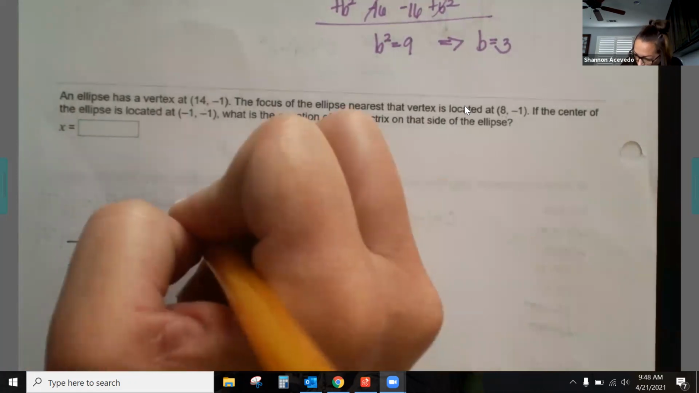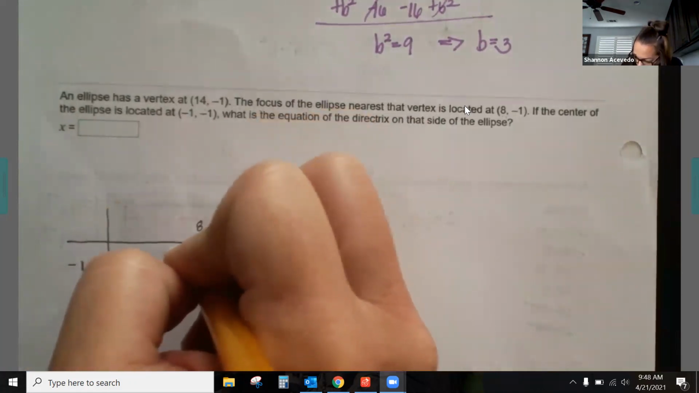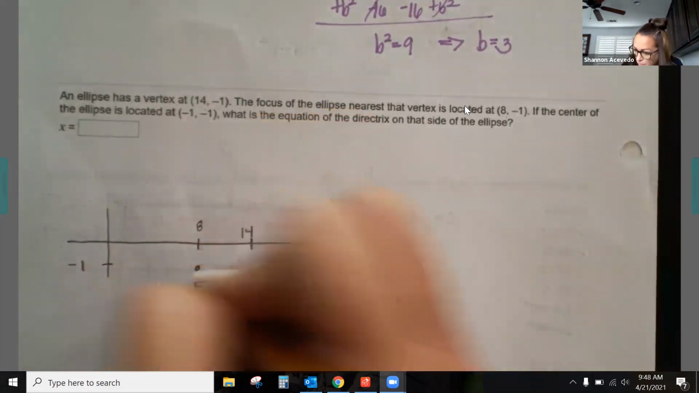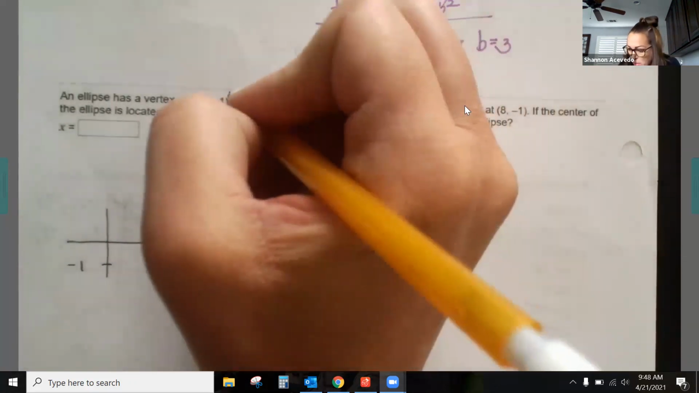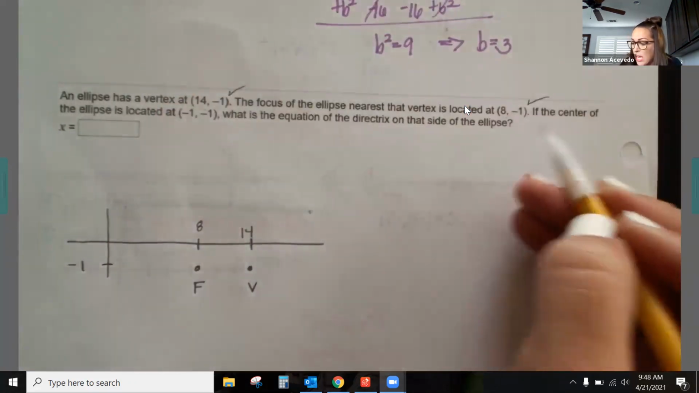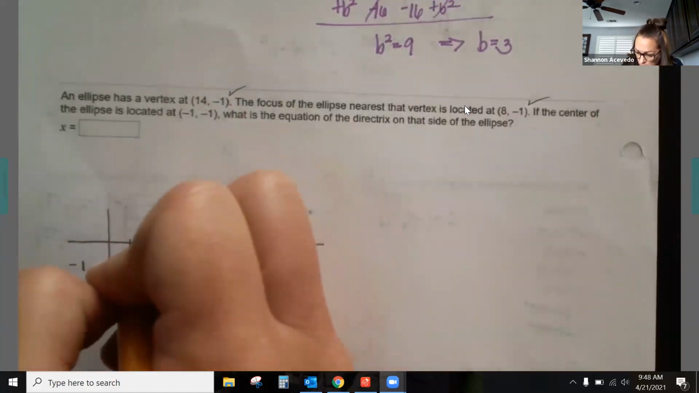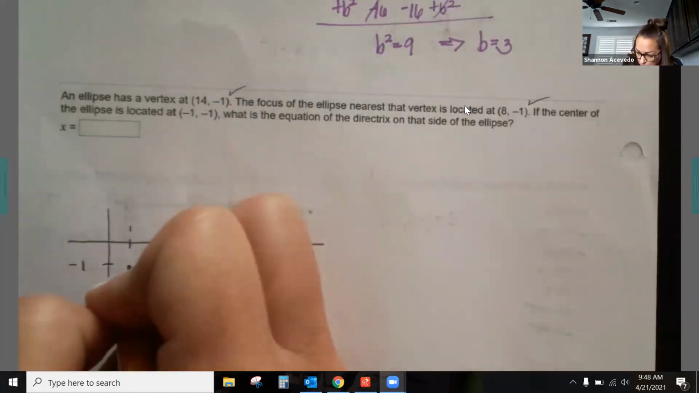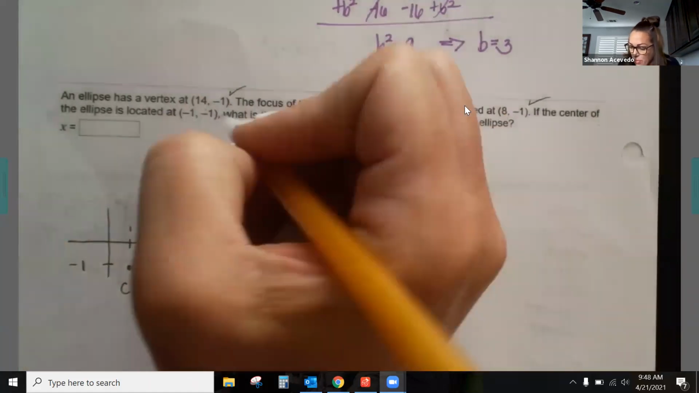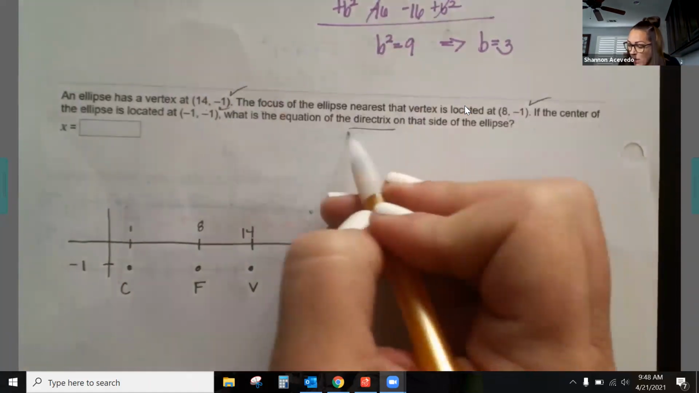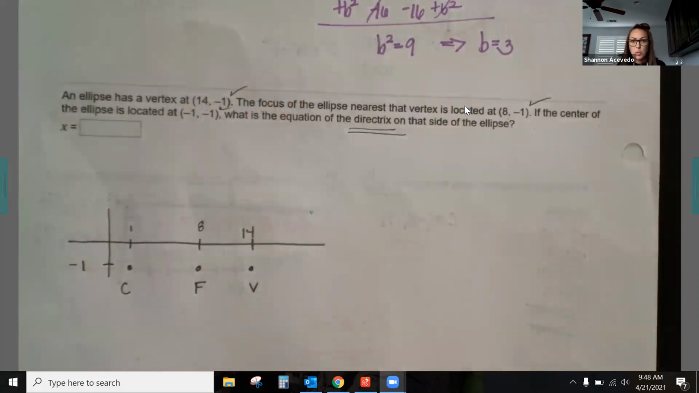So I'm going to go here at 8, -1, and I have my focus. So I've got this on my graph. If the center of the ellipse is at -1, 1, so here's my center, what is the directrix? Okay, so we haven't talked about directrix yet today for this one.